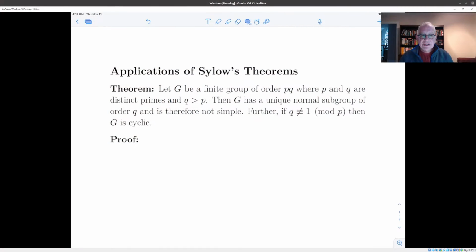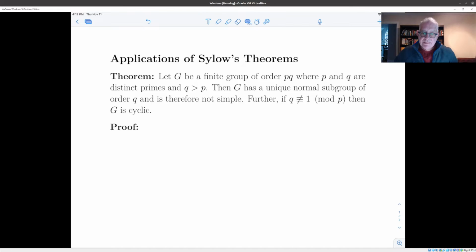We're going to use Sylow's theorem to answer this question, but let me get a few tools together so that we can get through all of the possibilities. The first result we're going to use is that if G is a finite group whose order is a product of two primes, then it's not a simple group. Even more, if the big prime q is not congruent to 1 mod the small prime p, then G is actually abelian, it's cyclic. The proof of this is an application of Sylow's theorem.